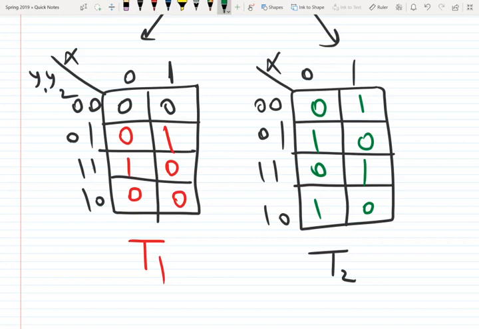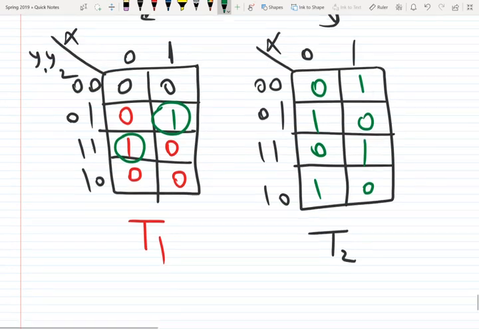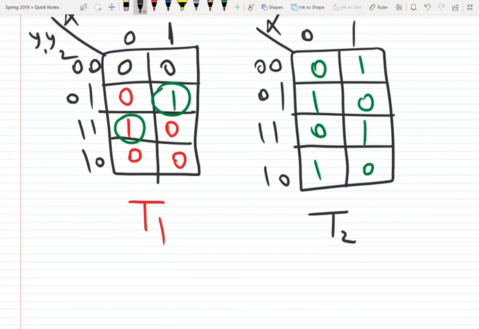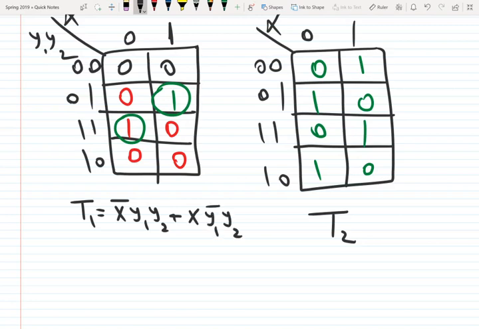Of course, there is not, because we have 1, 1 here and 1, 1 here. Yeah, and they are not connected. We don't have don't care variables, so we need to put all variables. So we need to say T1 is equal to x bar y1 y2 plus x y1 bar y2. So this one is for this part.